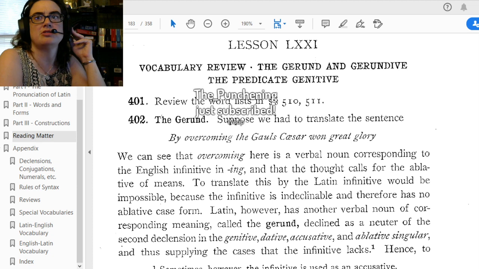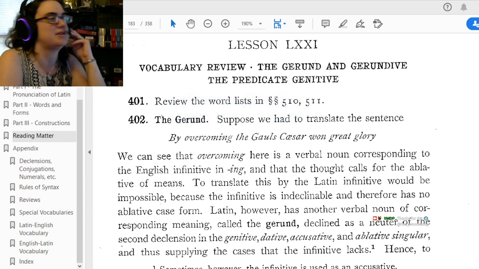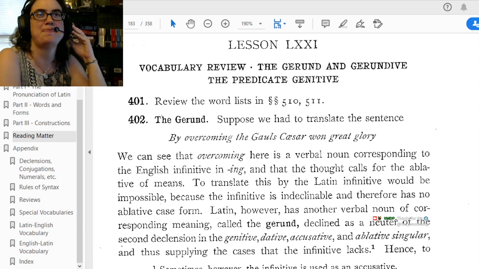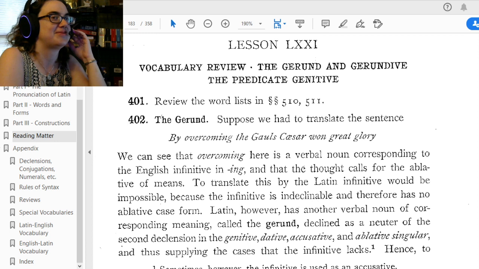Aw, thanks for the resub, Punch. Your random emote means a lot to me. No, it doesn't. I don't even know what it's supposed to mean. But there it is. I have it now. Oh, and there goes the cat food.